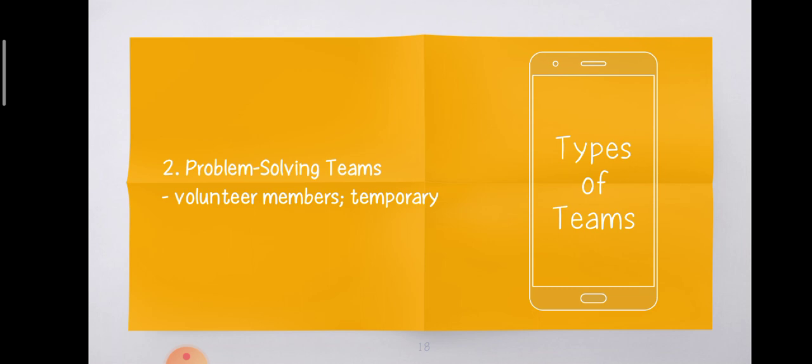The formulation of problem-solving teams does not affect an organization's structure because these teams exist only for a limited period. They are usually disbanded after they have achieved their objectives. That's why they are called problem-solving. Once the problem is solved, of course you don't need to conduct a meeting anymore. So, that's why it is called a temporary team.